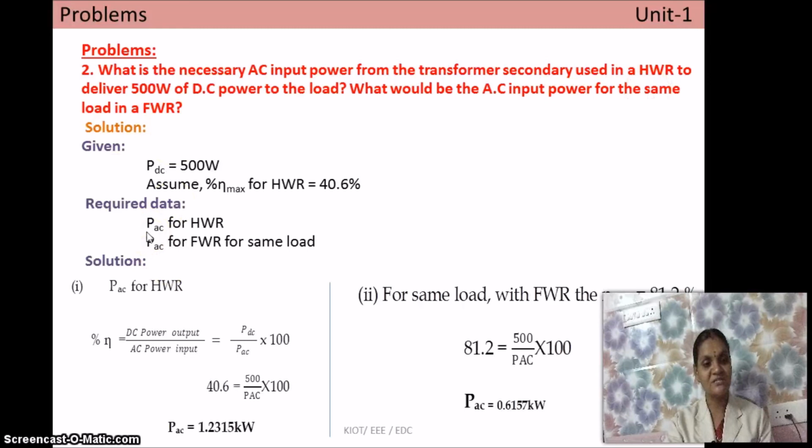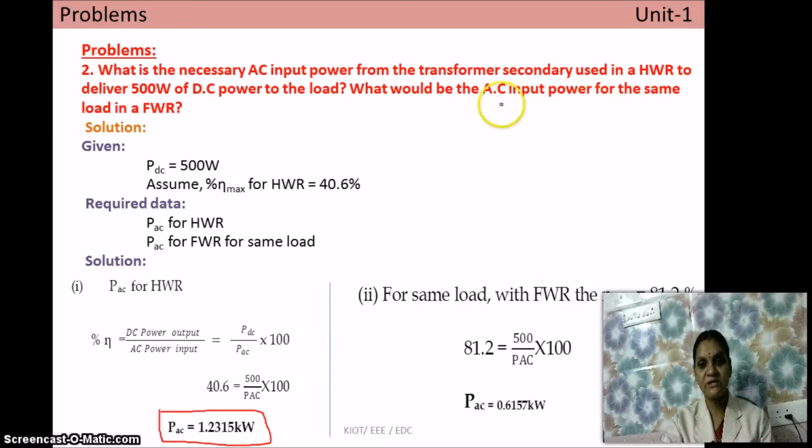So first you have to calculate the AC input power for the half wave rectifier and the AC input power for the full wave rectifier for the same load. So we will see how this can be executed. PAC for the half wave rectifier: percentage efficiency is PDC by PAC into 100. You know the efficiency is 40.6%. PDC is given. From that, PAC is calculated. So how much is this value? PAC is equal to 1.2315 kilowatts.